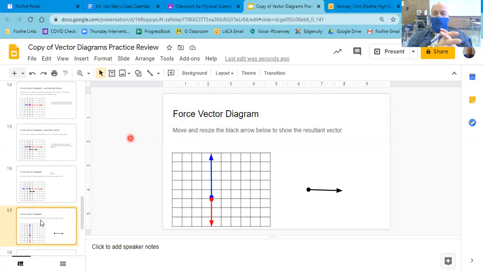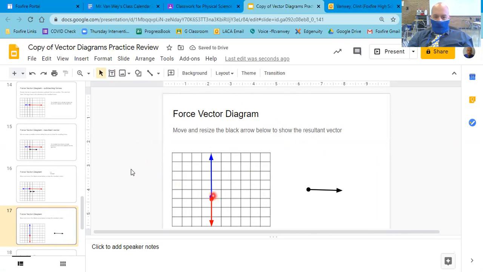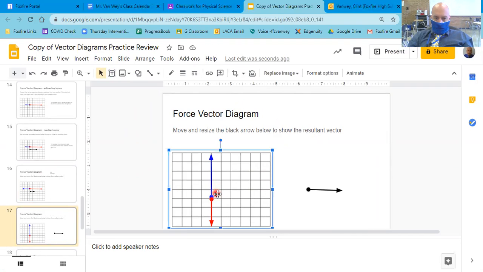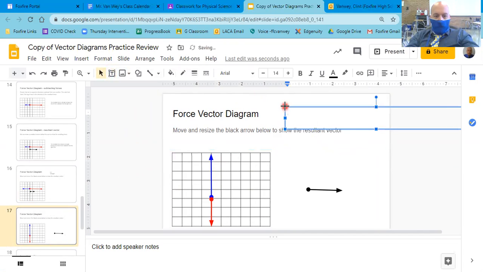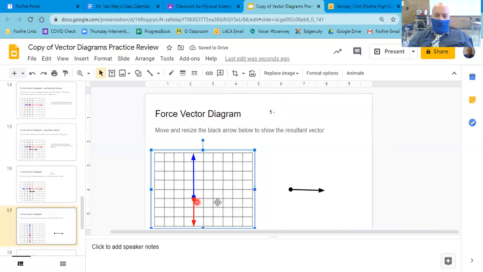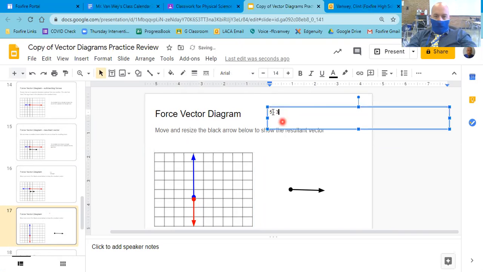Okay. It says move and resize the black arrow below to show the resultant vector. Well, let's do some math first, okay? Over here. So let's think. I've got 1, 2, 3, 4, 5 newtons up. Write that down here. 5 minus. They're going in opposite directions. So because they're going in opposite directions, I know that they need to subtract. Okay, so 5 minus 1, 2, 3. 5 minus 3 gives us 2 newtons.